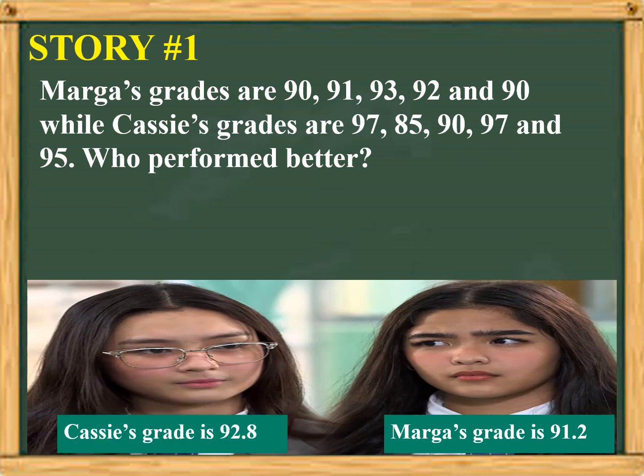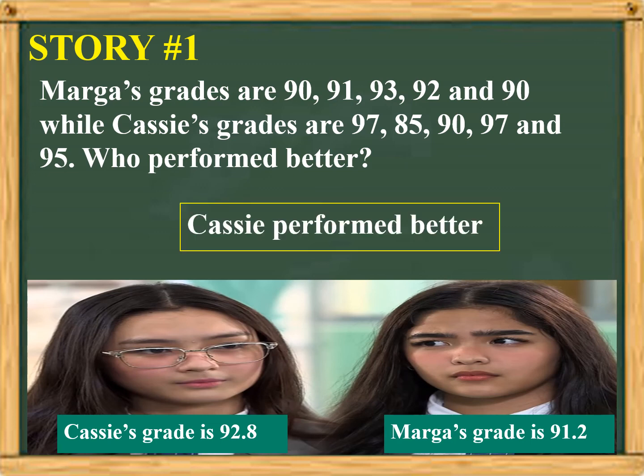So, Marga's grade is 91.2 or Marga's average is 91.2, while Cassie's average or Cassie's grade is 92.8. So, if we're going to compare the average of Cassie and Marga, si Cassie ang may mataas na average. Therefore, Cassie performed better. So, mean is very important, especially to us teachers kasi halimbawa may ranking. By getting the average, nakikita namin yung top 1, top 2, and top 3, and so on. So, now let's have story number 2.